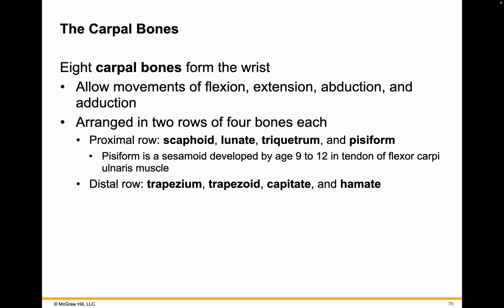There are 8 carpal bones in the wrist. They allow flexion, extension, abduction, and adduction. They're arranged in 2 rows. The proximal row contains the scaphoid, lunate, triquetrum, and pisiform. And the distal row contains the trapezium, trapezoid, capitate, and hamate bones.